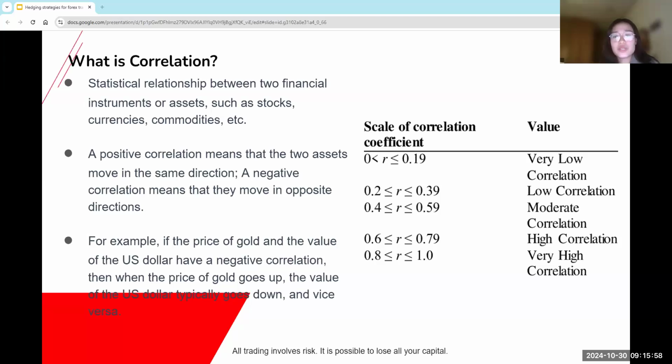So for example, if the price of gold and the value of the US dollar have a negative correlation, which they do, then when the price of gold goes up, the value of the US dollar typically will go down, and vice versa. A perfect positive correlation is +1, while a perfect negative correlation is -1. We typically look for strong correlations with values of 0.8 and above, or -0.8 and below.